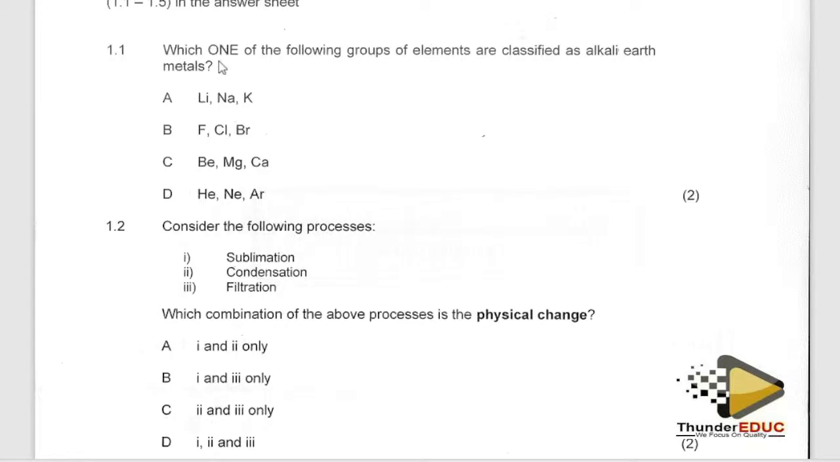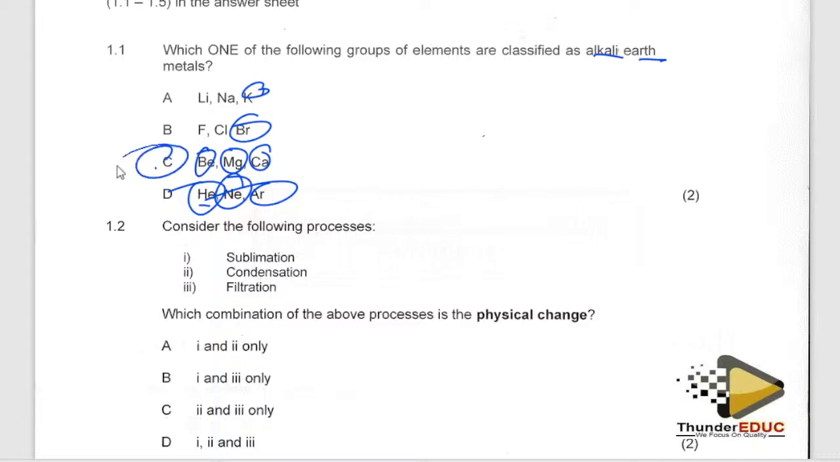Which one of the following groups of elements are classified as alkali earth metals? Alkali earth metals are group 2 elements. If you don't know the group 2 elements, then you have to go to the periodic table and check. This is group 1, this is group 2. These are all group 8, the argons. So the answer is C.